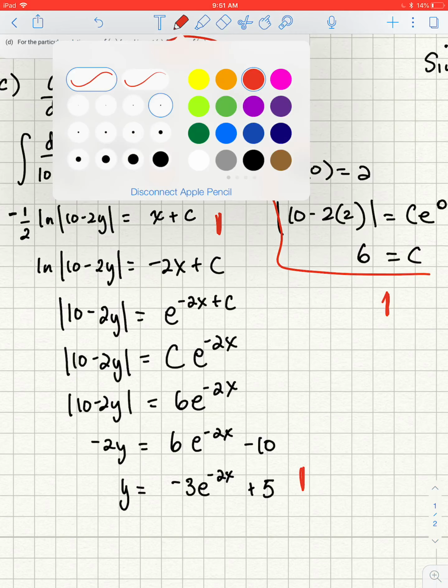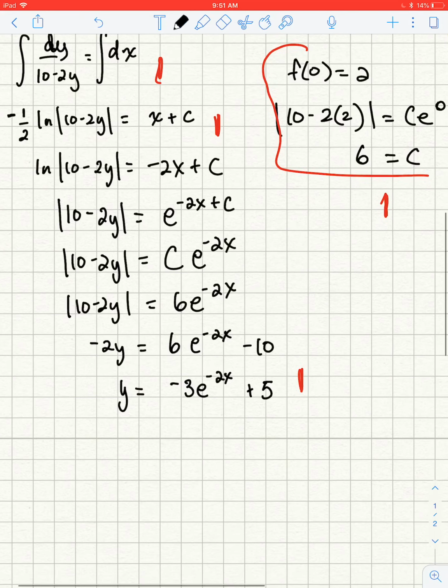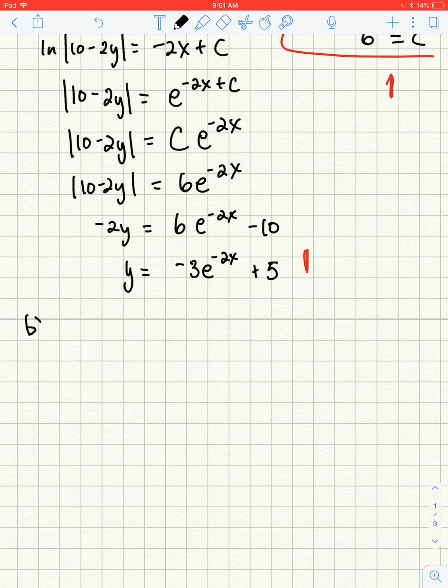Next thing we're doing is the limit of this function as x goes to infinity of our function that we have here. So limit of a constant is very easy, right? That's just going to be the constant itself.